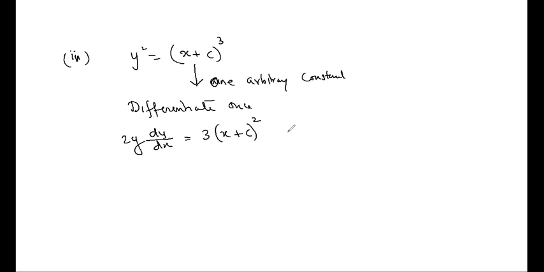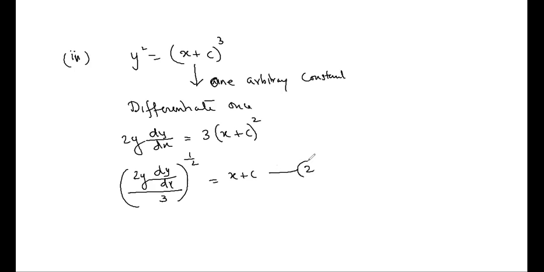I am supposed to eliminate the c, but making c the subject, taking square root, dividing, it becomes difficult. So one option I have is, I will take (2y dy by dx upon 3) the whole raised to 1 by 2 is x plus c. Chalega?